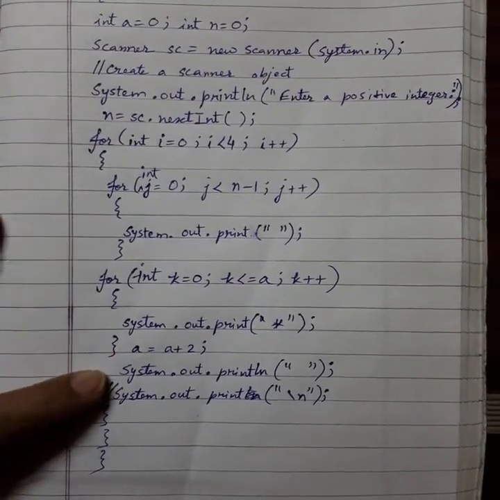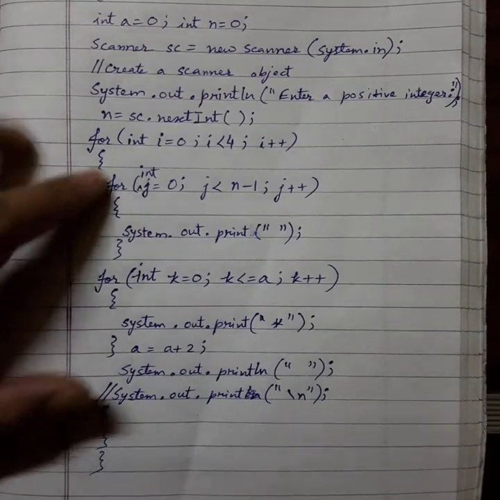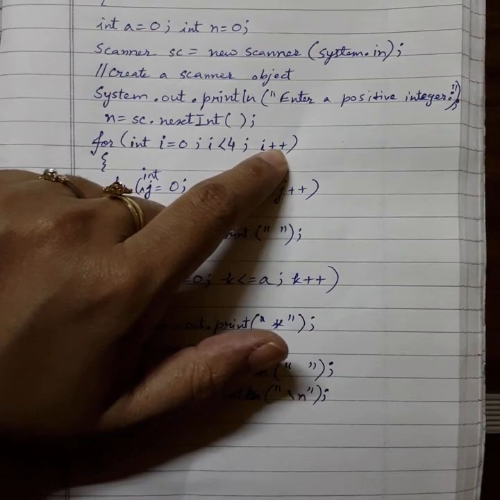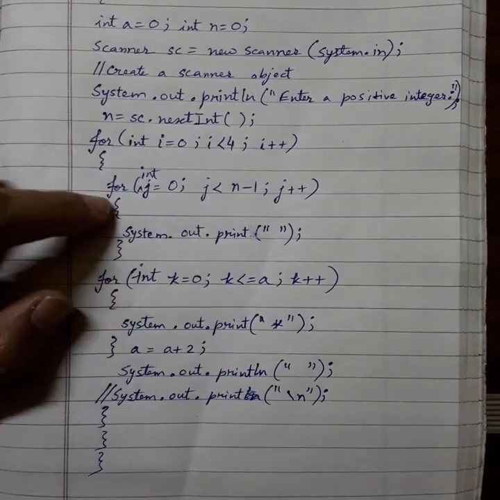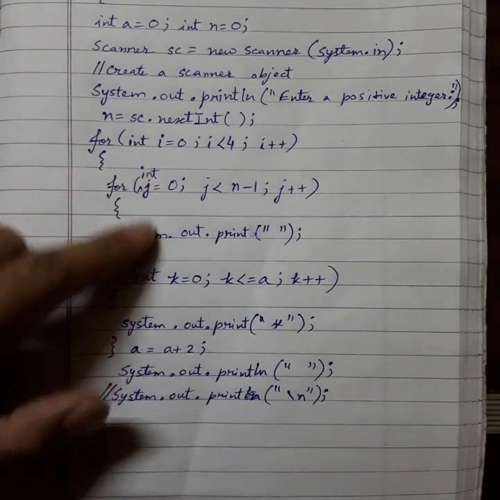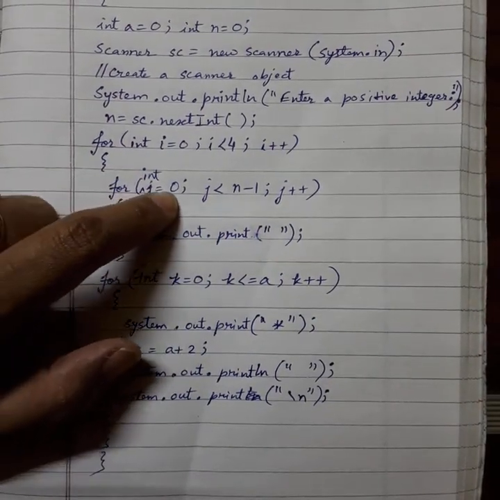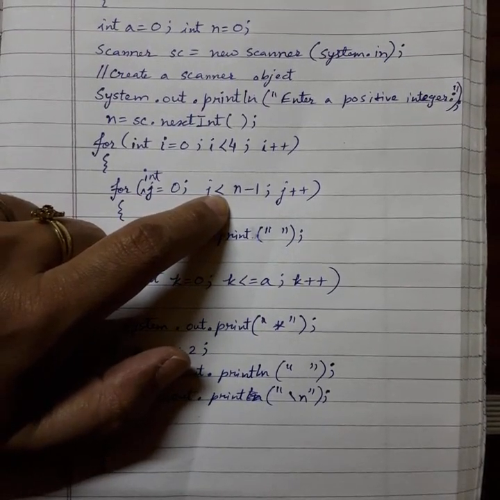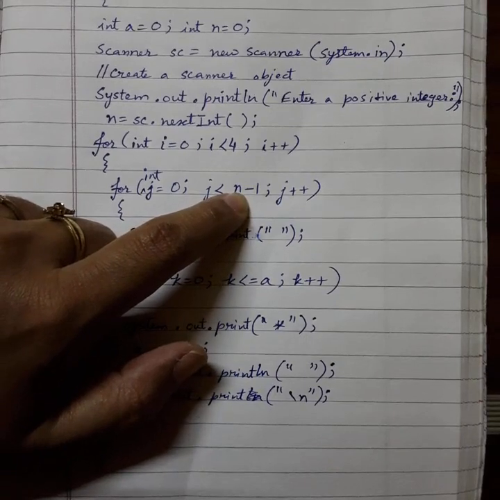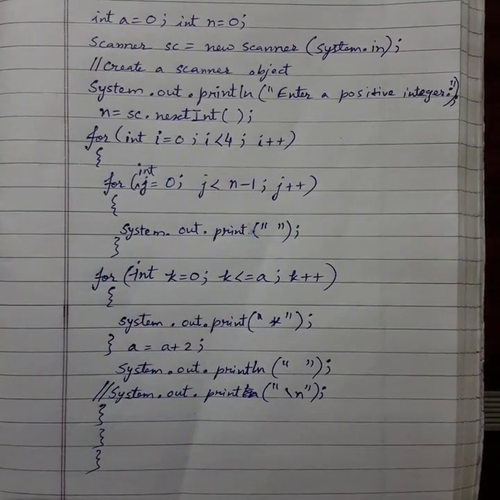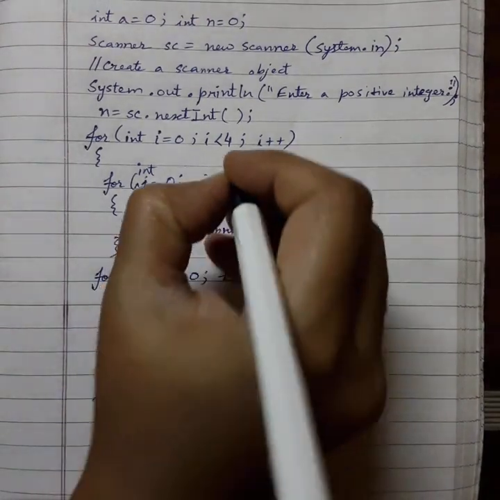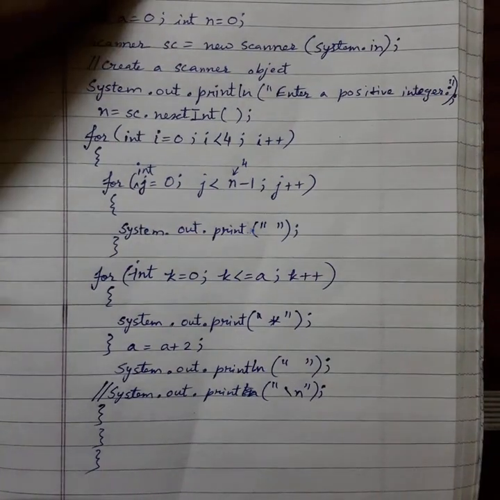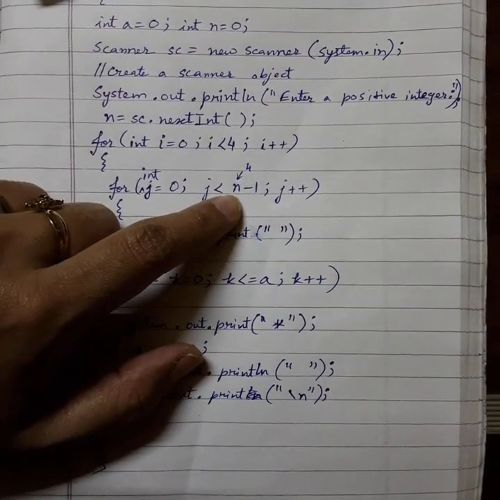Okay, so now it comes to the mother for loop again, and i is incremented to 1. 1 is less than 4, yes. So for the value of 1, this is now going to run again. j is again initialized to 0. Then j is checking the value of n minus 1, that is 4 minus 1, 3, yes.